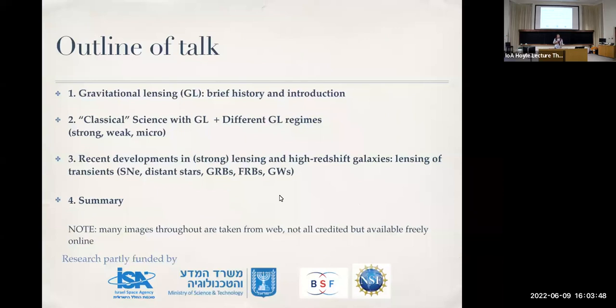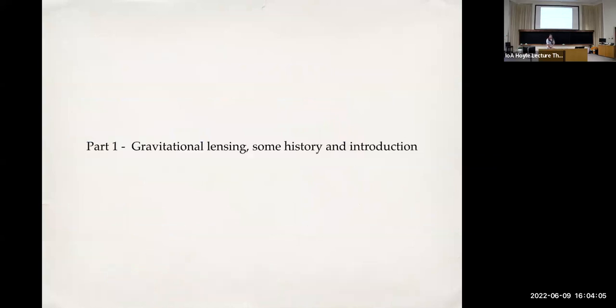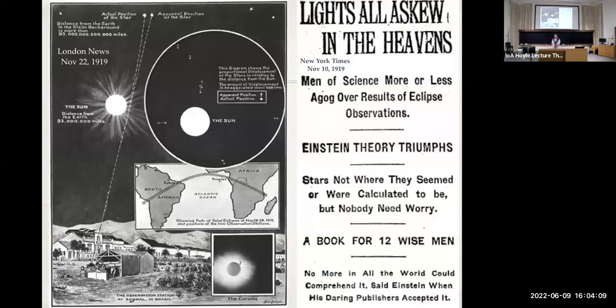And some classical or traditional science that we've been doing with lensing, which basically refers to the past 20 years up until a few years ago, which is where the new exciting transient science began, transients with lensing. These are some of the agencies that fund part of the research. So let us go through some brief historical introduction.